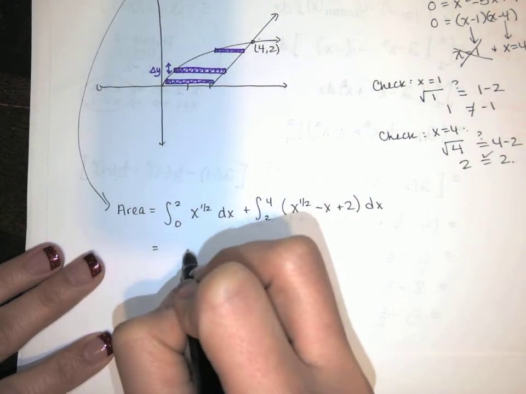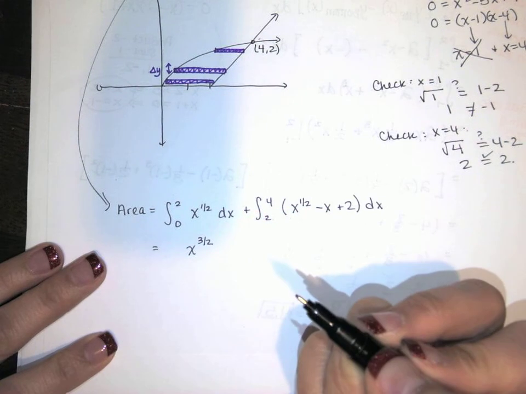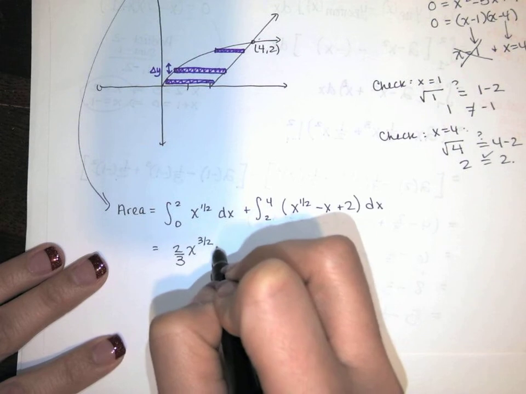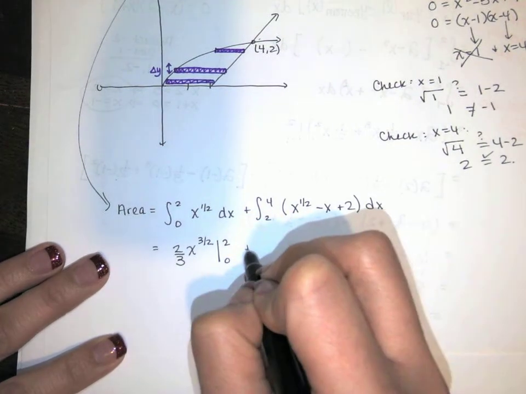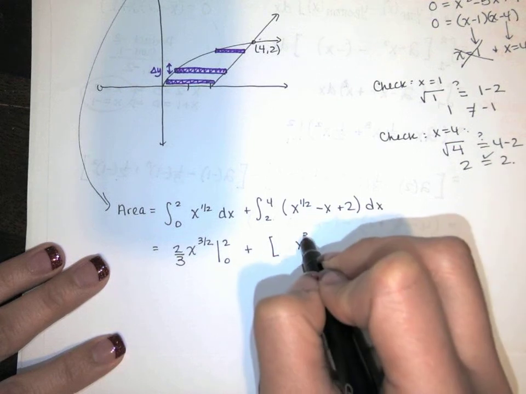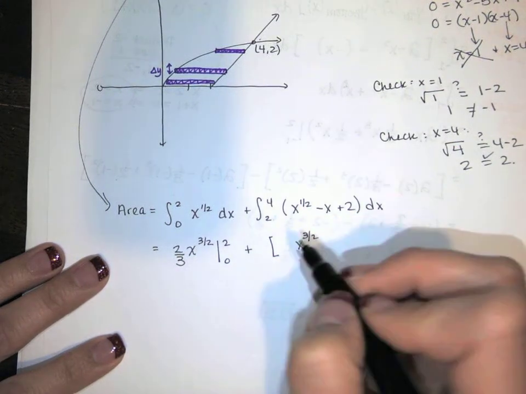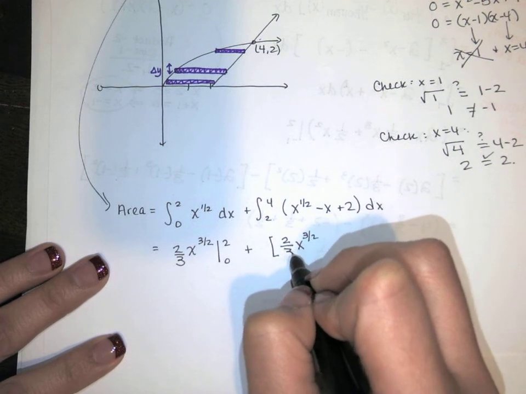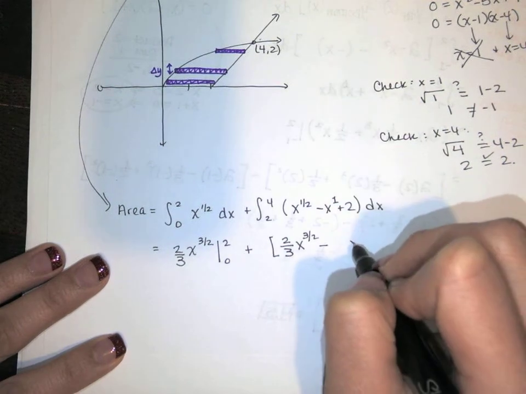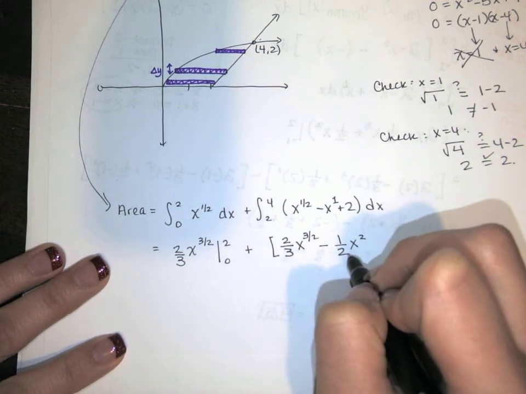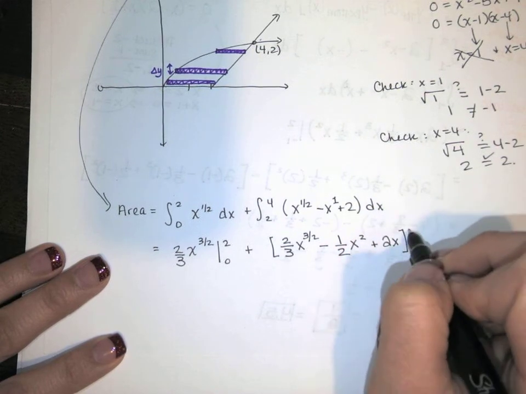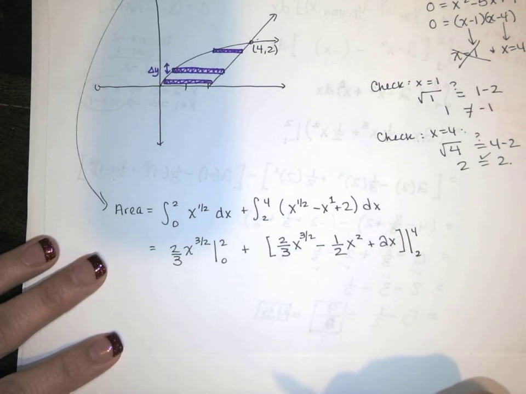Now we're going to use the power rule. Add 1 to the exponent, that's 3/2, divide by the new exponent. Dividing by 3/2 is multiplying by 2/3. Plug in 0 and 2 and subtract. Over here, add 1 to the exponent. 1 plus 1/2 is 3/2. Divide by the new exponent. Dividing by 3/2 is multiplying by 2/3. Bring the negative down. There's an implied 1 there. Add 1 to the exponent. Divide by the new exponent. The antiderivative of a constant is the constant times your variable, which in this case is x. We're going to evaluate that from 2 to 4.